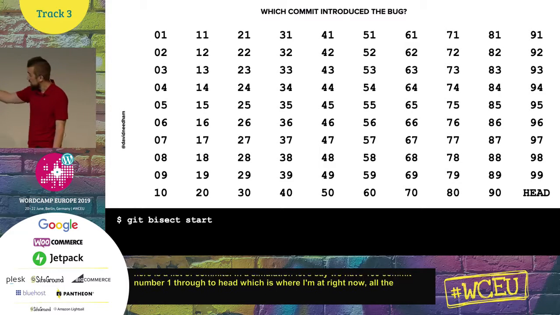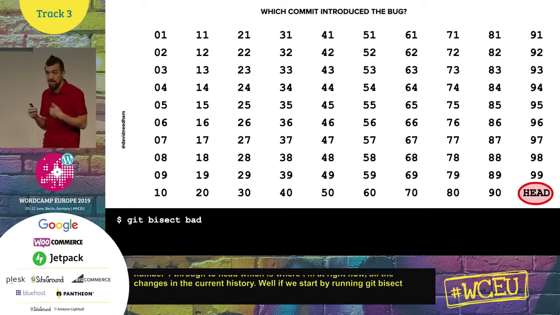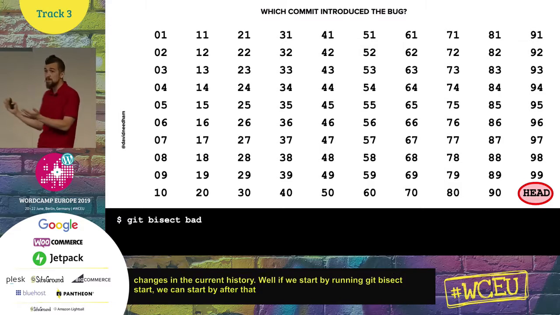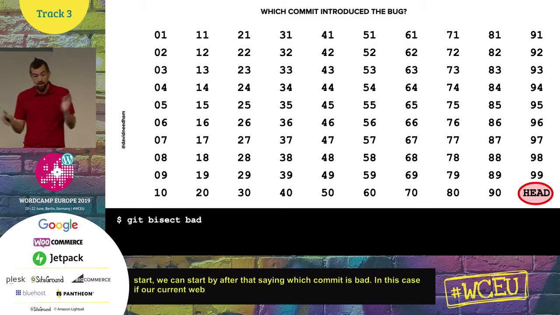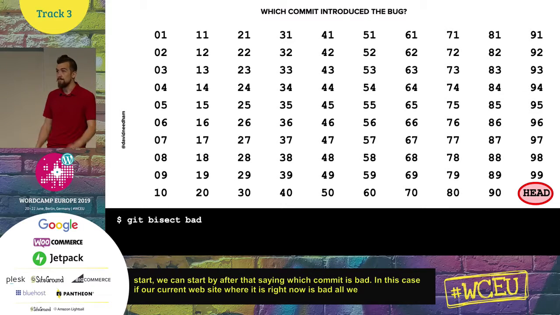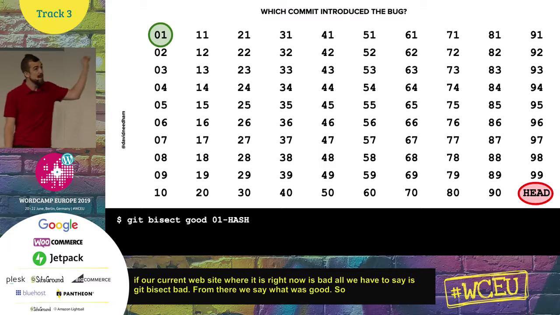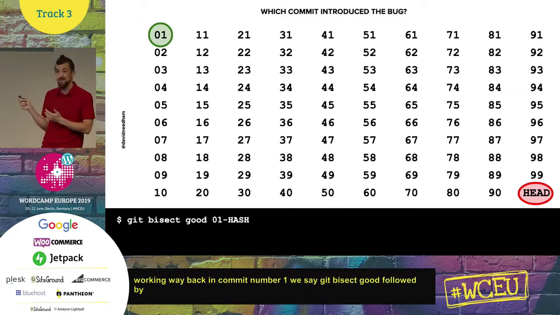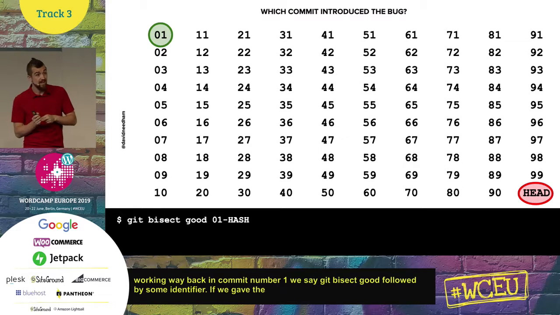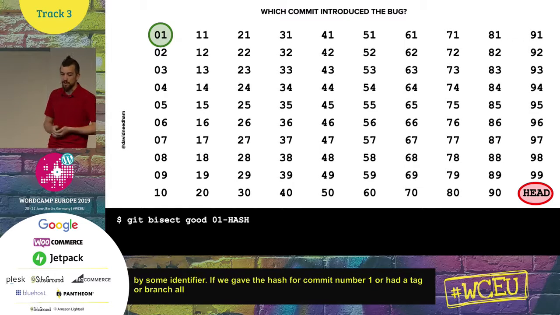Well, if we start just by running git bisect start, we can start by, after that, saying which commit is bad. And in this case, if our current website, where it is right now, is bad, all we have to do is say git bisect bad. From there, we say what was good. So if we knew it was working way back in commit number 1, then we say git bisect good, followed by some sort of identifier. So in this case, if we gave the hash for commit number 1, or if we had a tag, or even a branch, all of those would identify a point in time in which this was working correctly.